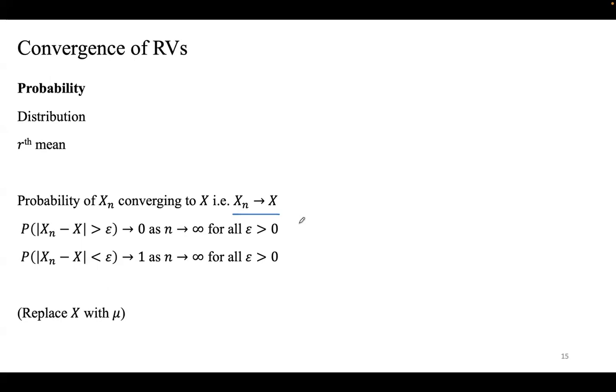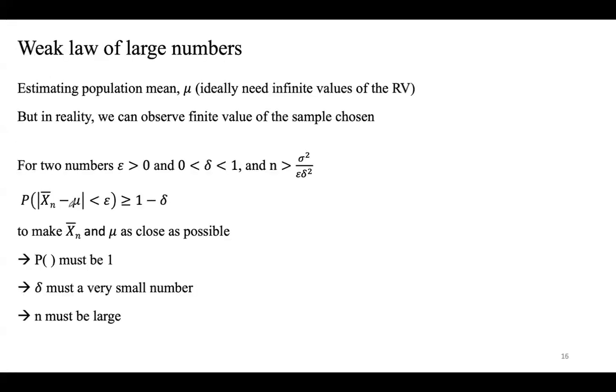Now, if instead of x you replace it with mu, then we come to something called the weak law of large numbers. We have been talking about sample mean and sample variance and all of that, and basically, what is a good sample? This is something you might have heard in different contexts also.